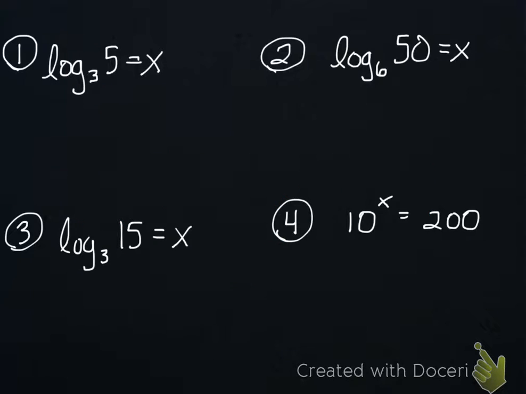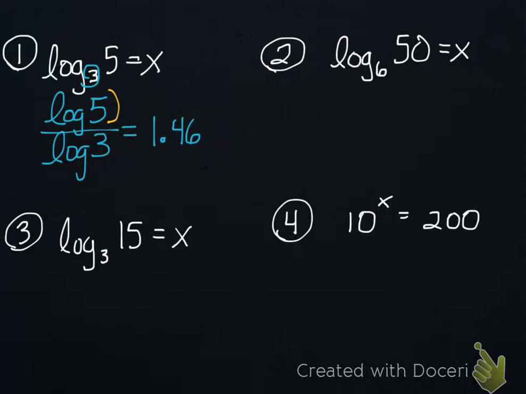Number 1, what's the base? The base is 3. So log 3 is going to be on the bottom. The argument is 5, so log 5 is on the top. I would plug that in a calculator, making sure I close the parenthesis. You don't have to have a TI-83 or 84. You can use a scientific calculator for this. Once you plug it in, you should get the answer 1.46.